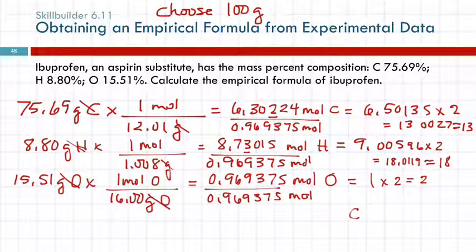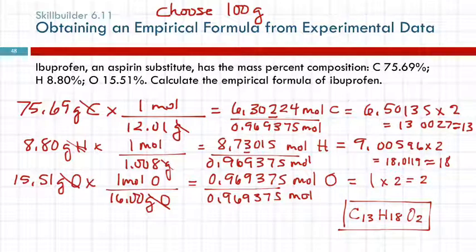So our formula then is going to be C13H18O2. Any questions? Is there a way to test that and make sure that your answer is correct? Well, you can test the ratio. I mean, if you divide 13 by 18, you'll get the same number as if you divide 6.50135 by 9.00596, or very, very close.